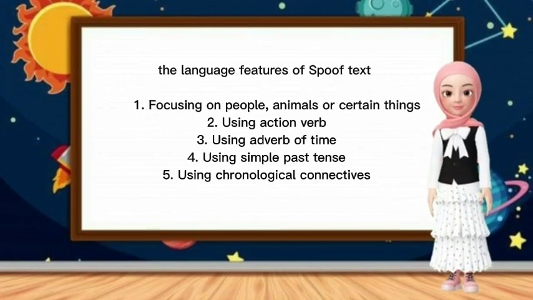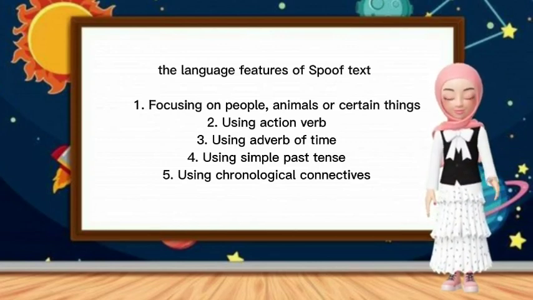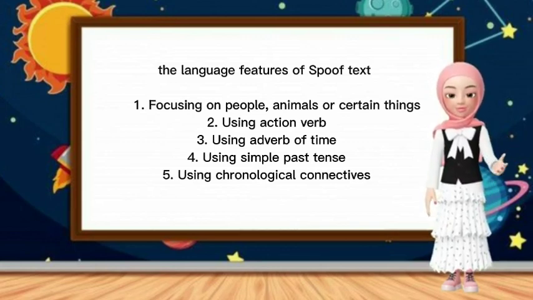Okay, for next is the language features of spoof text. The first is focusing on people, animal, or certain things. The second, using action verb. The third, using adverb of time. The fourth, using simple past tense. And the last is using chronological connectivities.